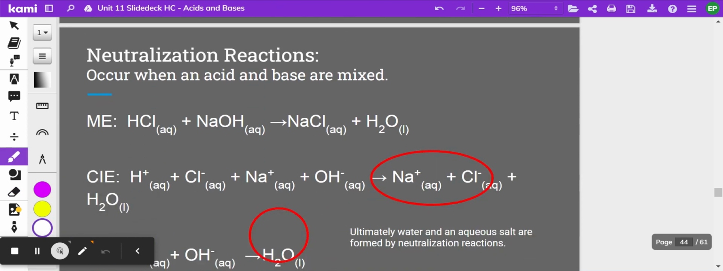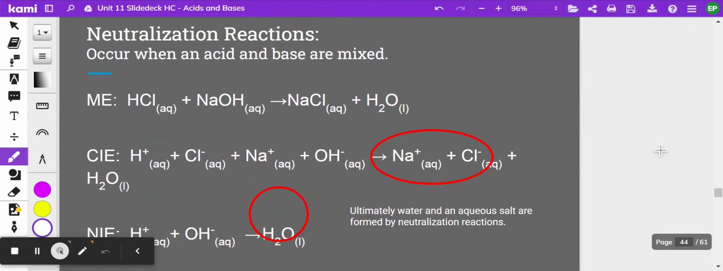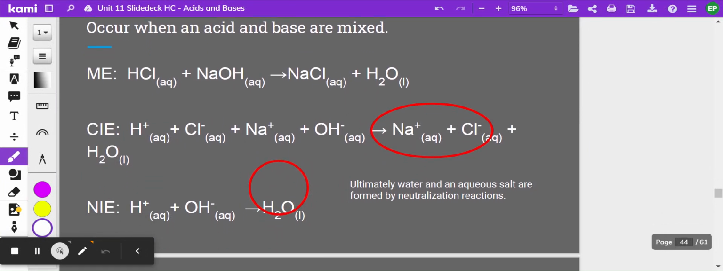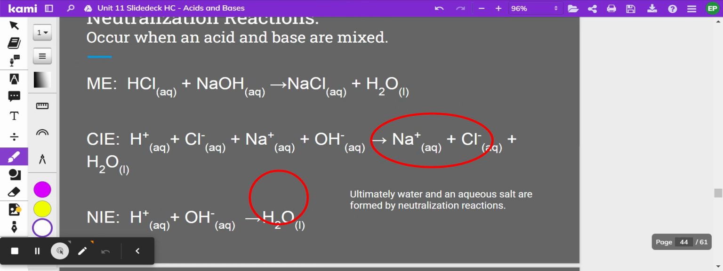Okay, so just a closer look at these neutralization reactions. Remember, we can express double replacement reactions in solutions with molecular, complete, and net ionic equations. Now, the molecular equation will show you that the salt and water particle is formed as two products.